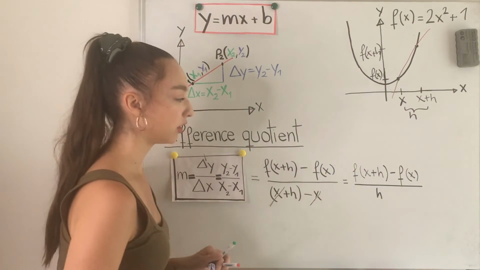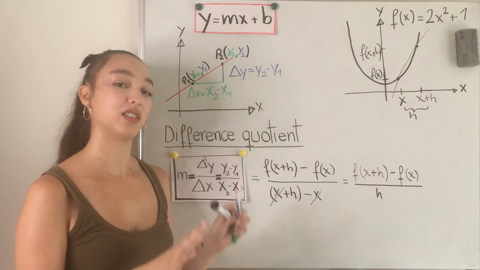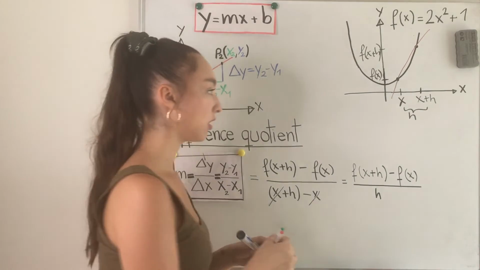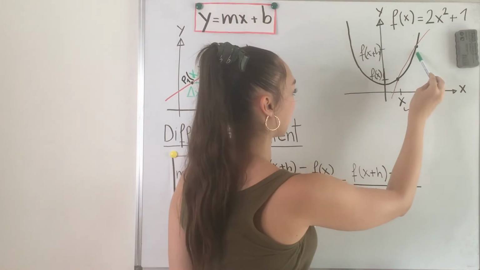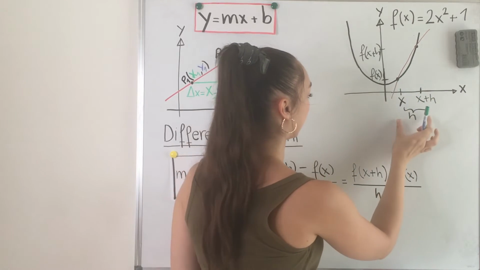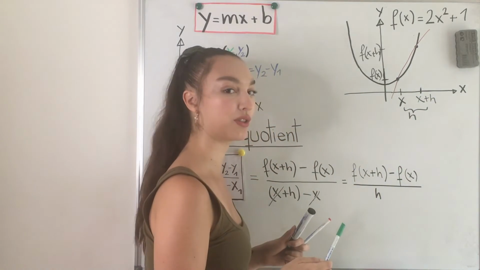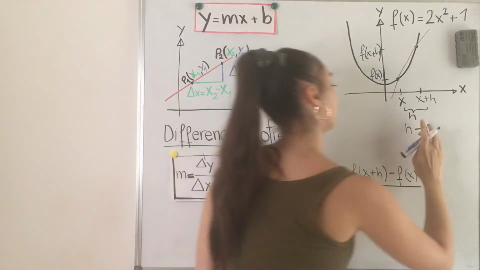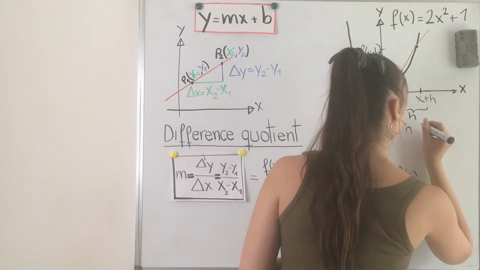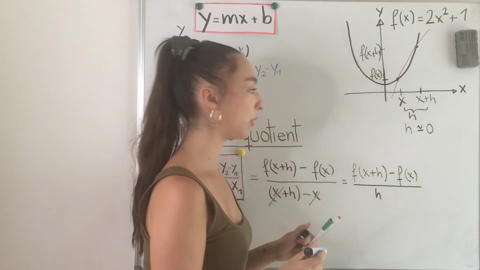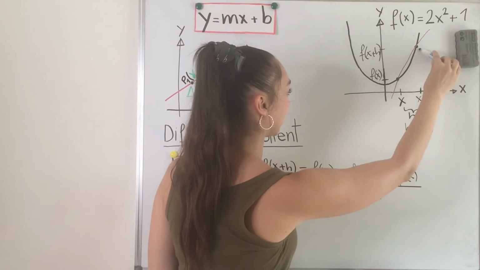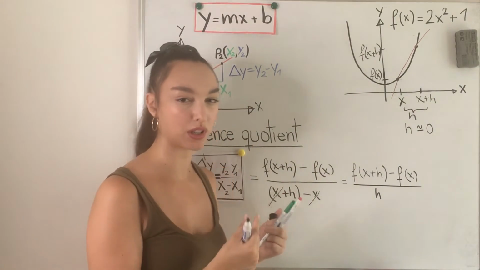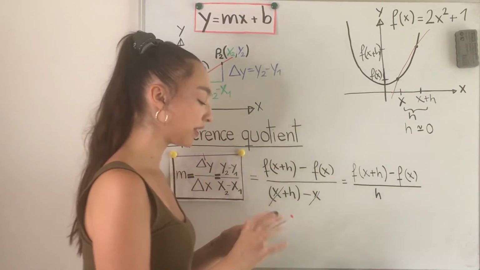Now, this is not what we want. As I said, what we want is the slope of the tangent line. But how about we bring this second point so close that the distance between these 2 points is almost zero? How about we make h almost zero? How about we bring this point so close to here that the distance between them is almost zero? What would happen then?